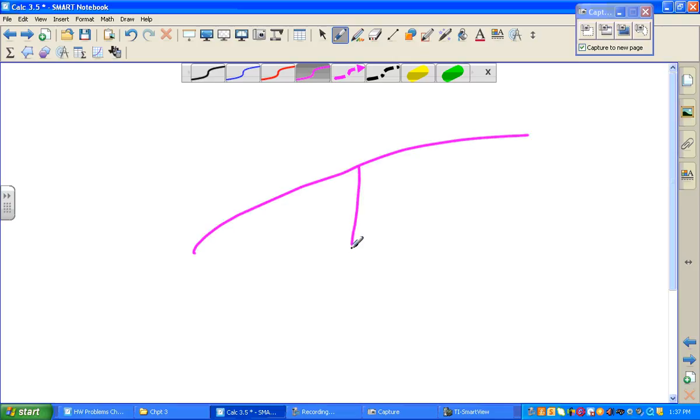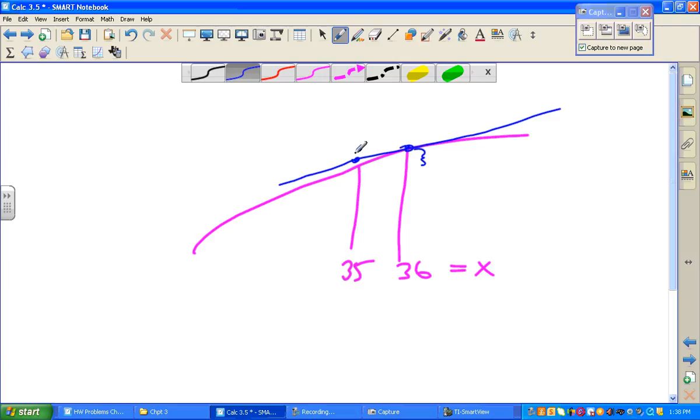Square root of 35. Square root of 36. So I can use that as my initial value, correct? If I drew the slope of the tangent line, and I used the differential of y, that gives me the approximate change between these two values, doesn't it?